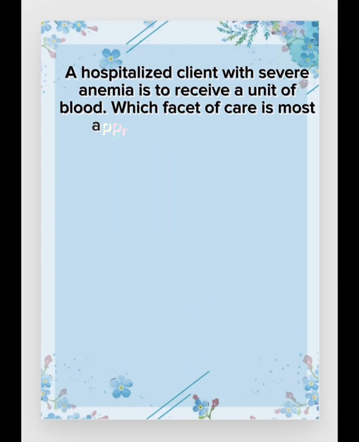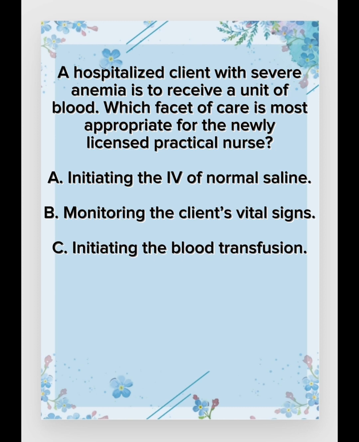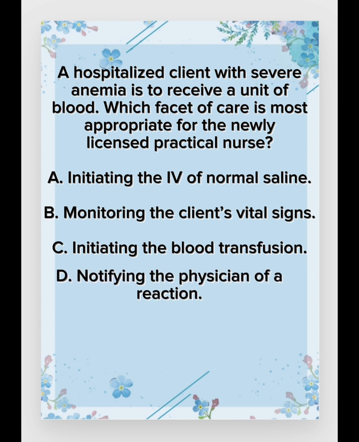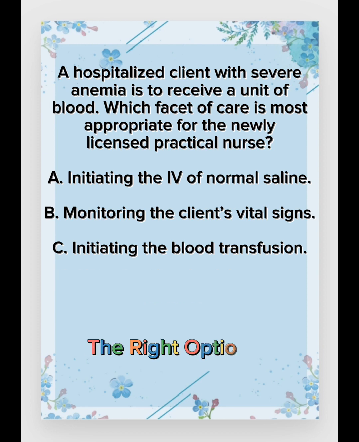A hospitalized client with severe anemia is to receive a unit of blood. Which facet of care is most appropriate for the newly licensed practical nurse? A. Initiating the IV of normal saline. B. Monitoring the client's vital signs. C. Initiating the blood transfusion. D. Notifying the physician of a reaction. The right option is B.